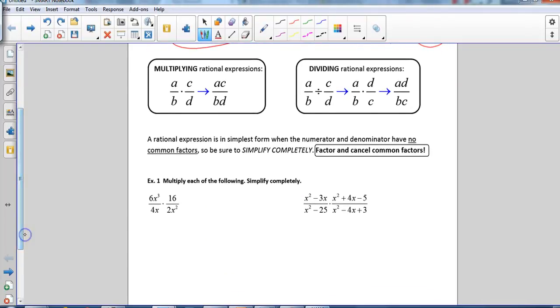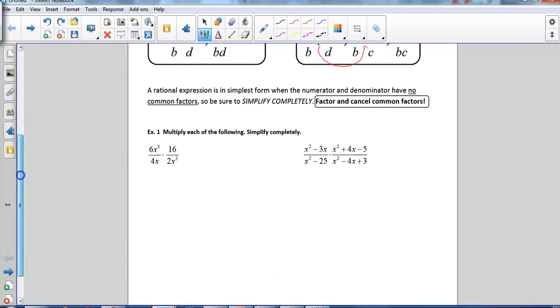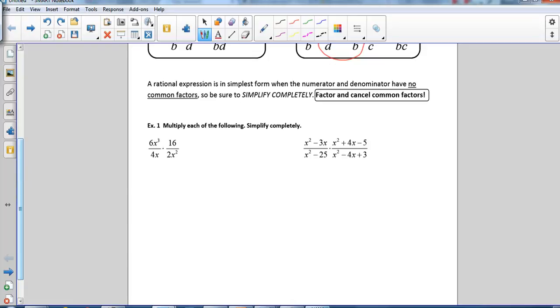So here's just a summary of that idea. Multiplying rational expressions, top times top, bottom times bottom. And dividing rational expressions, change the division to times, and flip the C and the D. Flip the numerator and denominator. Okay? So, moving on.